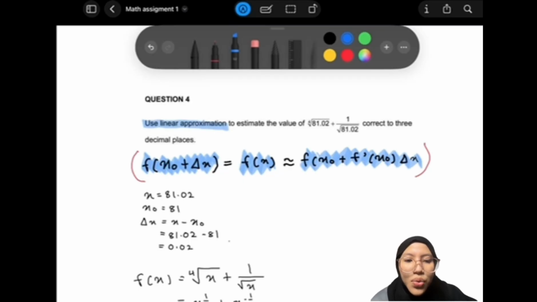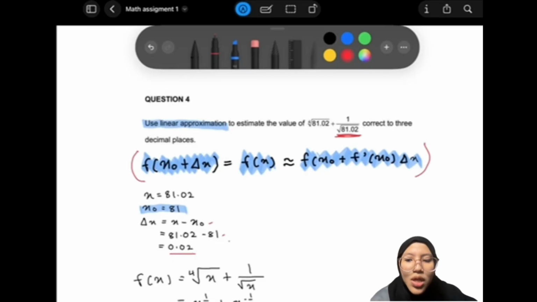Okay, so first we know x is 81.02. The nearest number to 81.02 is 81, so x naught is 81. So we know delta x equals x minus x naught, and we will get delta x equals 0.02.